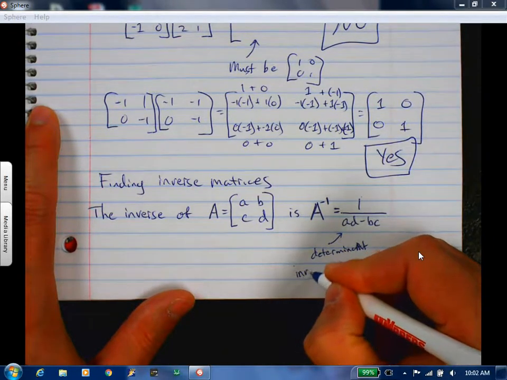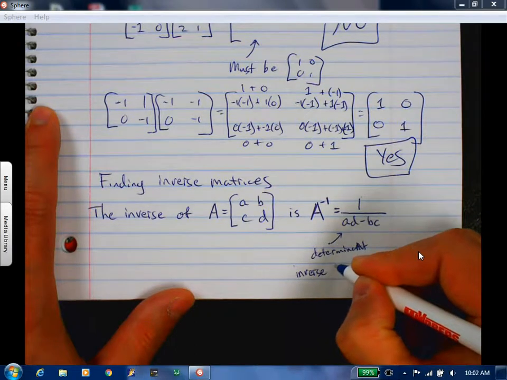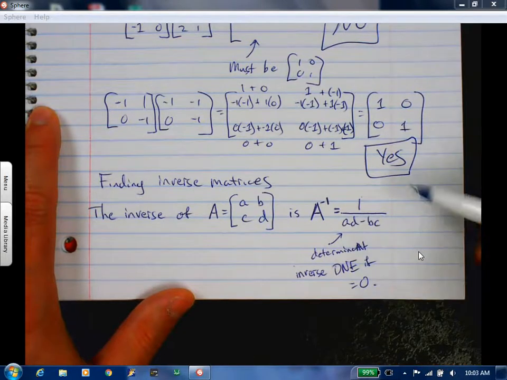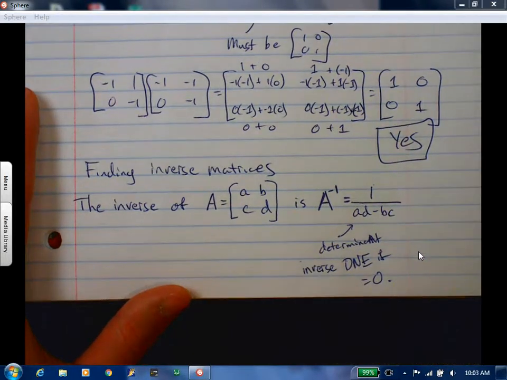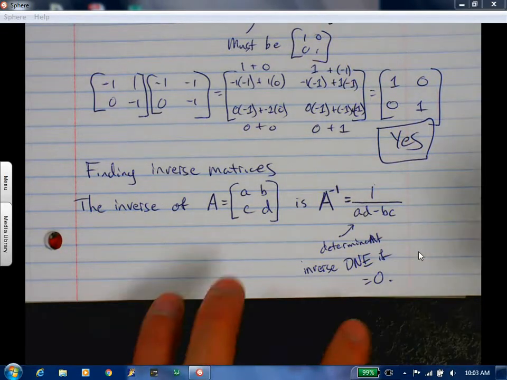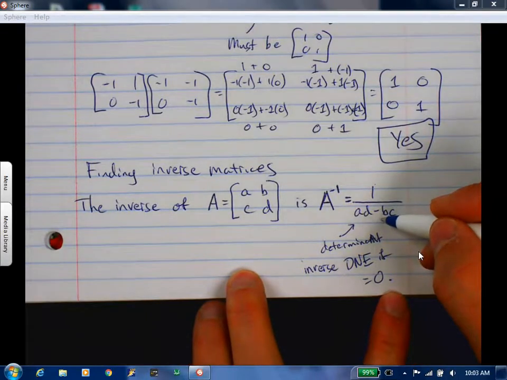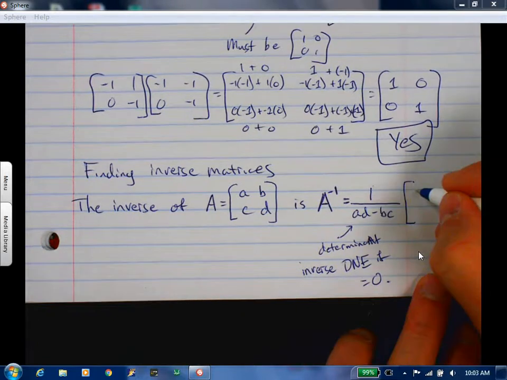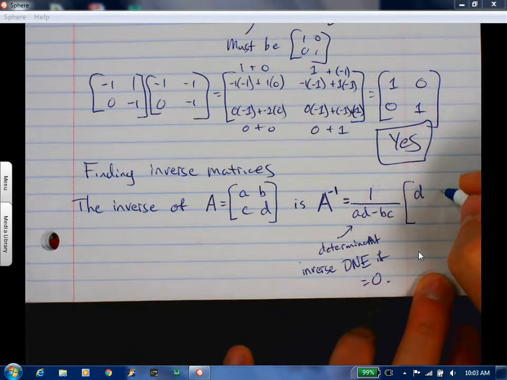The inverse does not exist if the determinant is equal to 0. That's why they call it the determinant, because it determines whether the inverse exists or not. Not everything will have an inverse. Dividing by 0 gives you an error. So the inverse is 1 over the determinant times this matrix, and we're just going to turn some things around here: D, negative B, negative C, A.